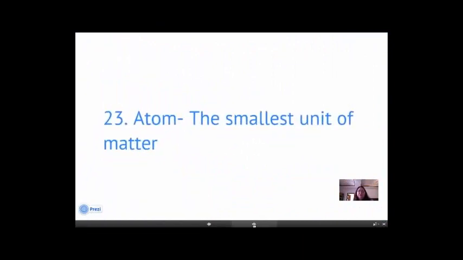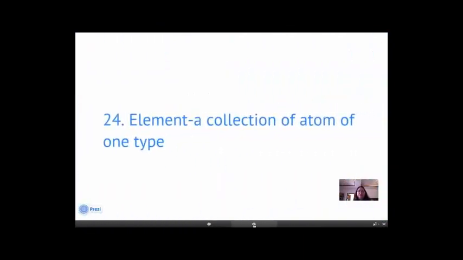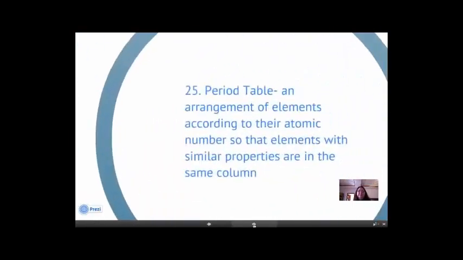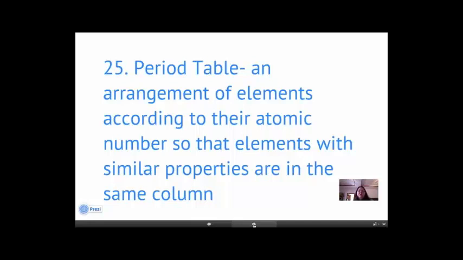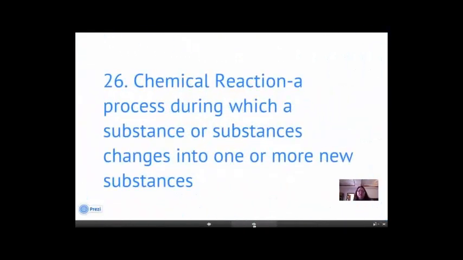Atom, the smallest unit of matter. Element, a collection of atoms of one type. Periodic table, an arrangement of elements according to their atomic numbers so that elements with similar properties are in the same column. Chemical reaction, a process during which a substance or substances changes into one or more new substances.